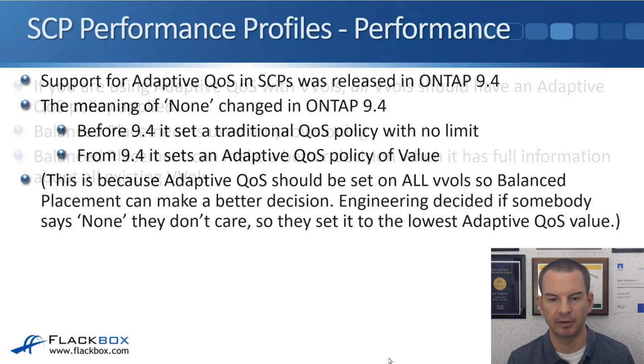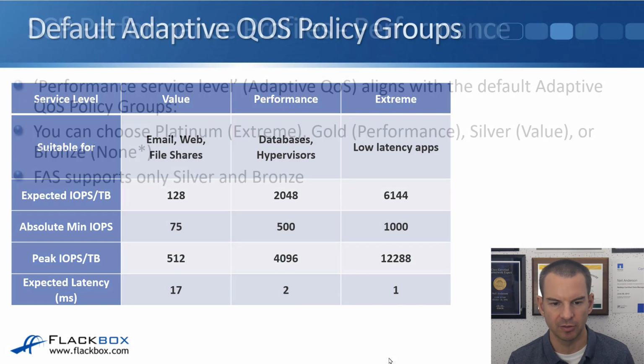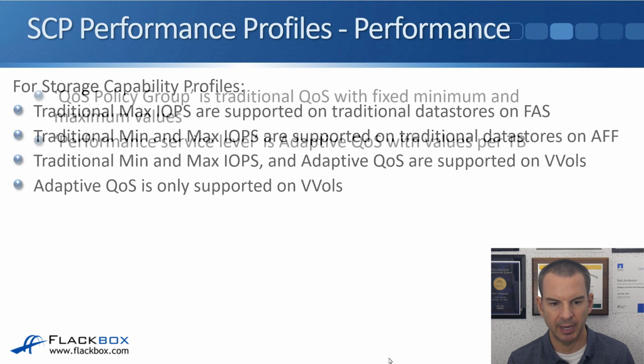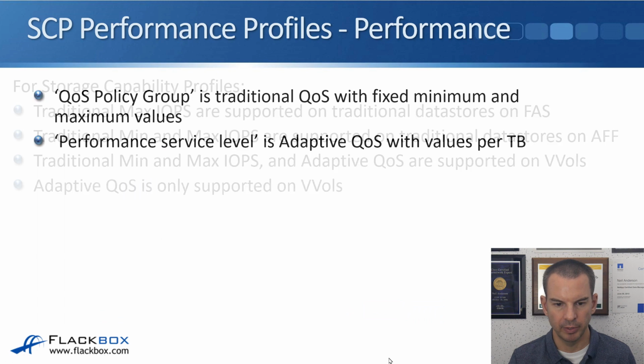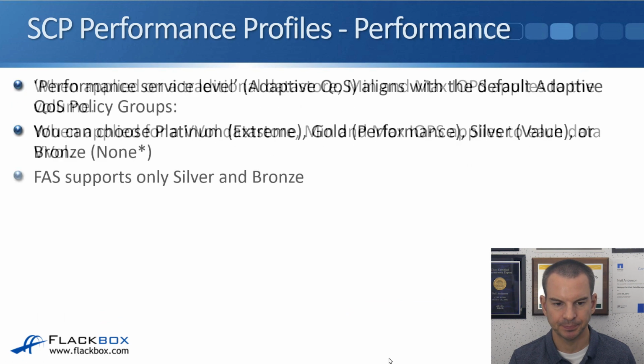So before I explain that, let's just go back to the page again and see what is available. So I'm going back to the performance page here. And on here, you see that you select one of the 3 values. You have to choose one of them, either none or QoS policy group, where you can set the traditional min and max IOPS, or performance service level, where from the drop down, you select an adaptive QoS level.